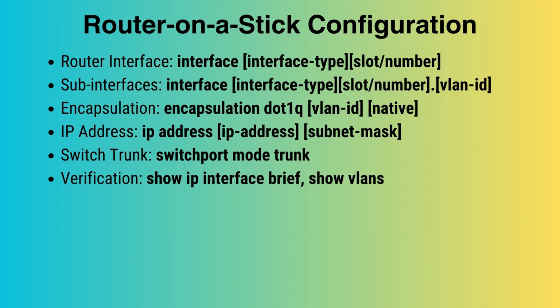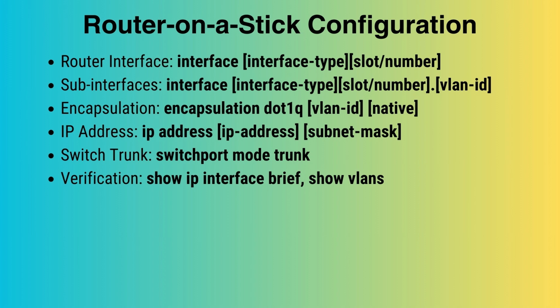Configuring router on a stick involves setting up a single router interface to handle multiple VLANs. Here's how you can do it. First, create subinterfaces on the physical router interface. For example, if you have interface GigabitEthernet 0/1, you would create subinterfaces like GigabitEthernet 0/1.10 for VLAN 10 and GigabitEthernet 0/1.20 for VLAN 20.